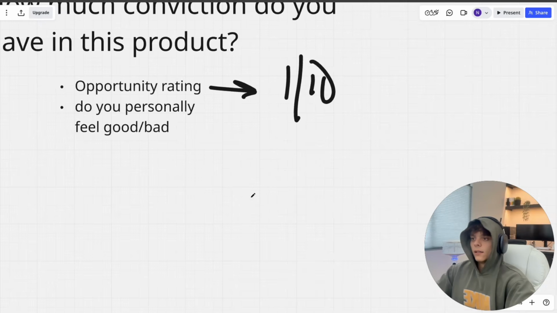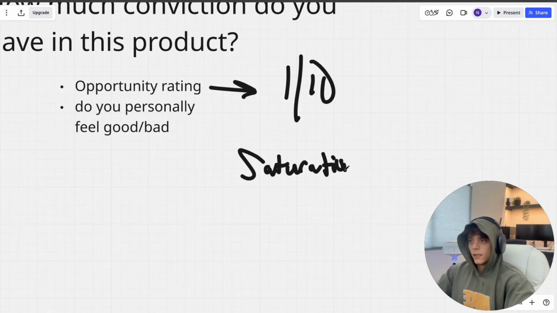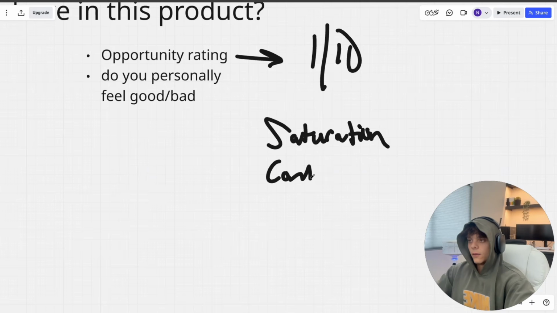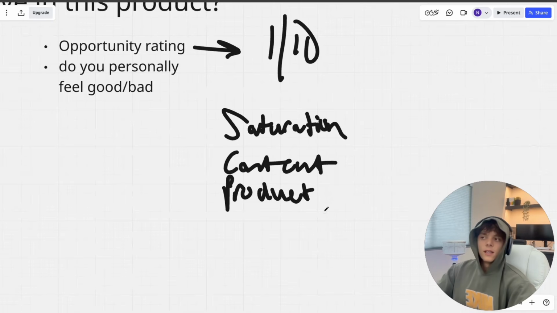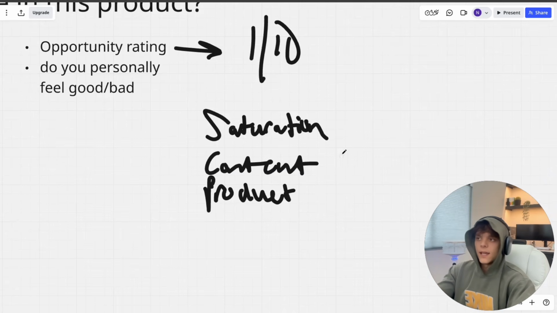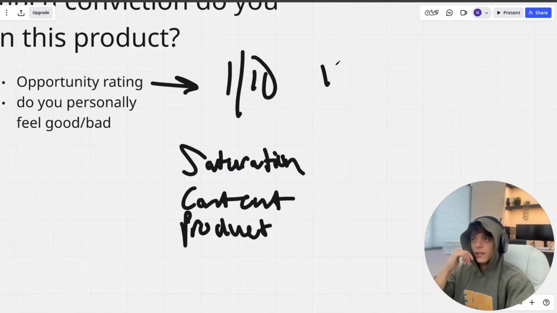Based on saturation, so how many Facebook ads are actively running, based on content available, and then also based on the product, right? Like, is the product just super eye catching? Is it got that crazy wow factor, where it shocks you when you look at it? You're like, wow, that's a cool new product. Does it stick out? Does your product stick out? Does it have amazing content that you can test? And is there like nobody running Facebook ads? If all these things are true, then it could be a 10 out of 10.